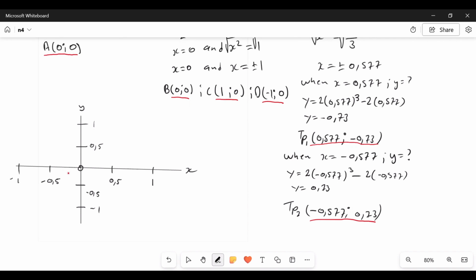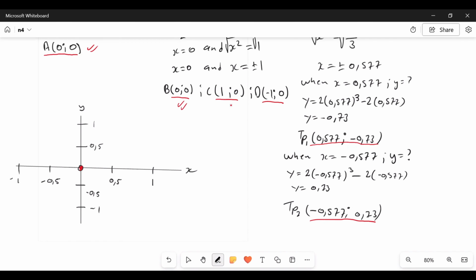Now let's start drawing our graph. Let's start with point A. Point A, as you can see, x is 0, y is 0. So this here is going to be our point A. Right? Let's look at point B. Here's our point B. So point B and point A are the same. When x is 0, y is 0. So this is going to be point A, point B at the same time.